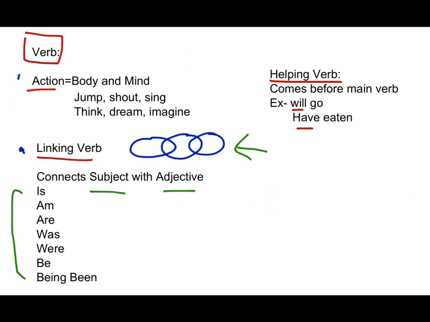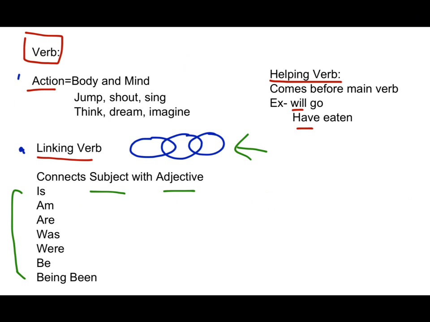So she is tall, so it's describing she. So what is she? She is tall. I am smart. What am I? I'm smart. So it's describing I. So the is and the am are used as connecting the subject and the adjective.